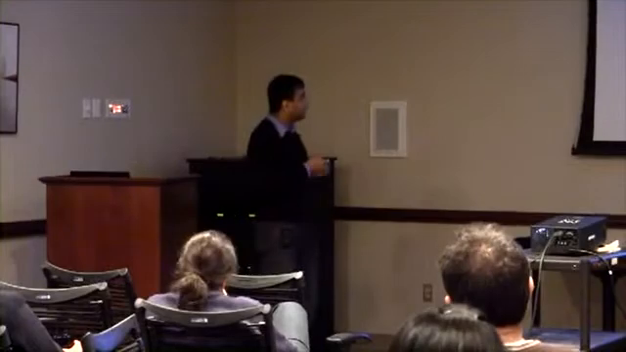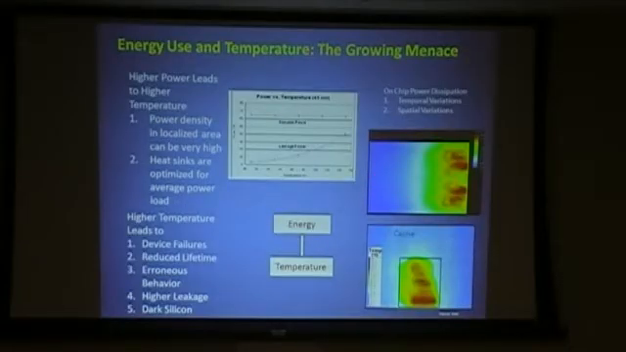Now, higher power dissipation results in higher temperature. This is the thermal plot of a dual-core processor. This is the thermal plot of a single-core processor. And you can see that some of these areas can actually be quite hot, and they can heat up to beyond 100 degrees Celsius if not managed properly.